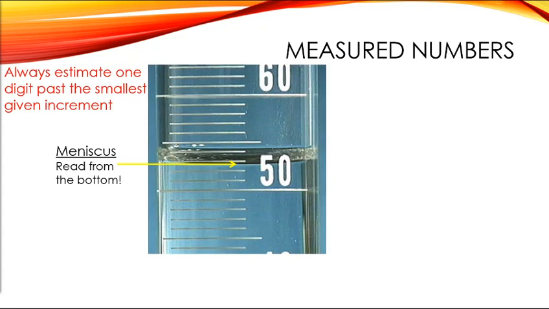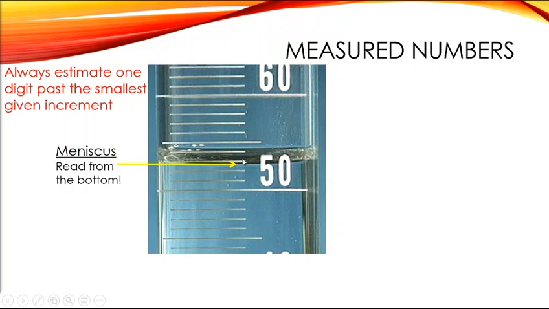When it comes to measuring devices, the rule of thumb is always to estimate one digit past the smallest tick mark. What I mean by that is if you take a look at this graduated cylinder here, you'll notice between 50 and 60 there are 9 lines. So we know that this is 51, 52, 53, 54, 55, so on and so forth, to 60. Here, the smallest increment that it goes up by is 1 milliliter.